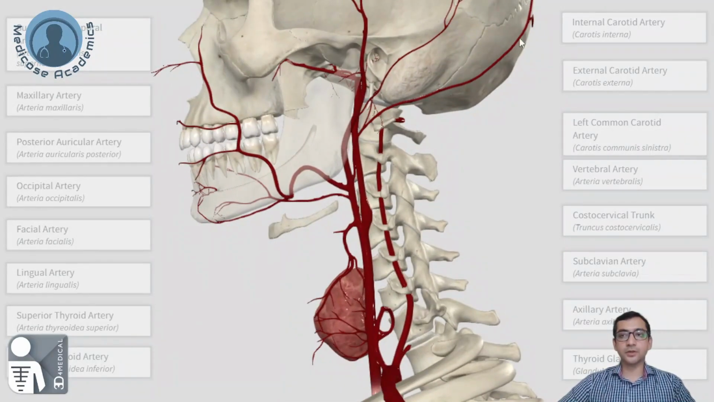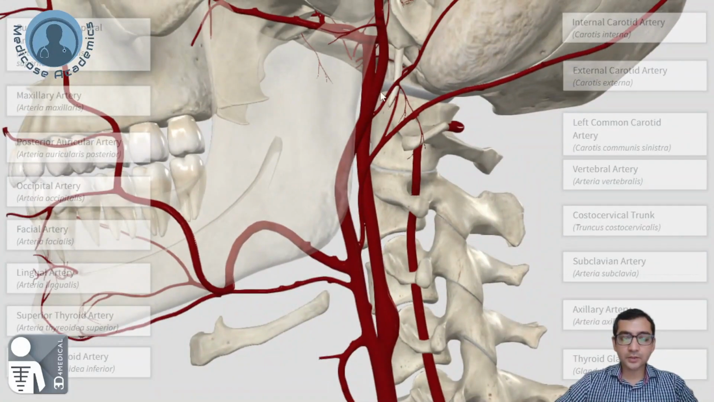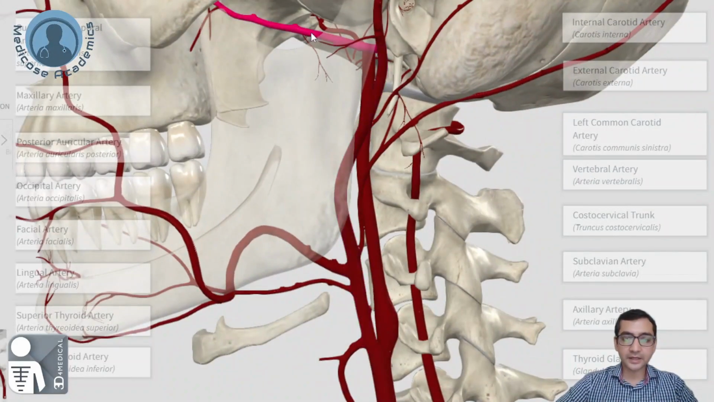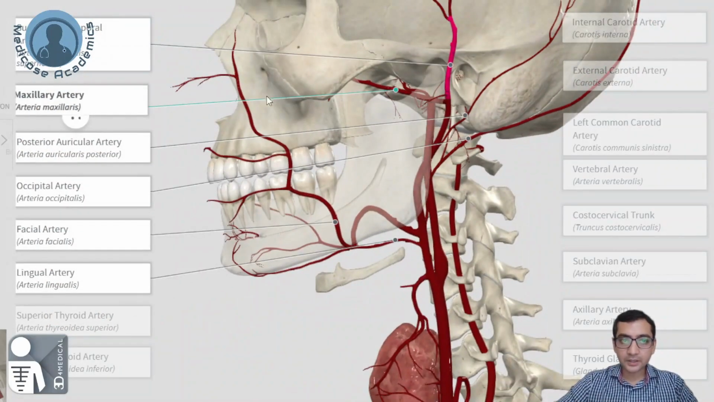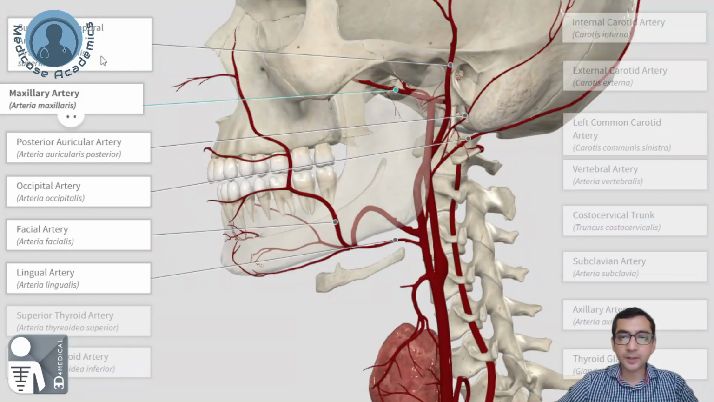So this was the external carotid artery right here, and here it was dividing into the maxillary artery and the superficial temporal artery. So we are done with 2 branches, the maxillary artery and the superficial temporal artery. Here is the maxillary artery and here is the superficial temporal artery. These are the first 2 branches. It is easy to remember because these are the terminating points of the common and external carotid artery.